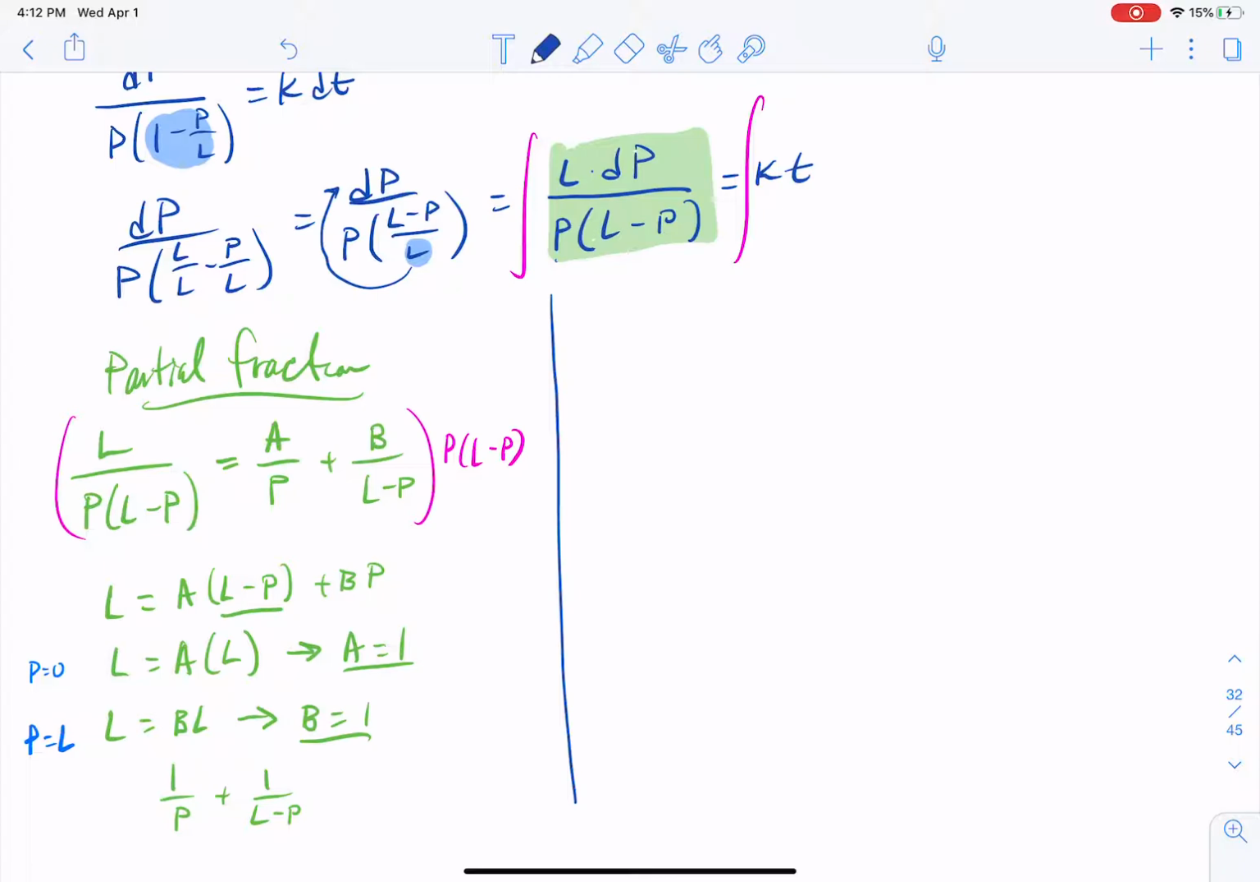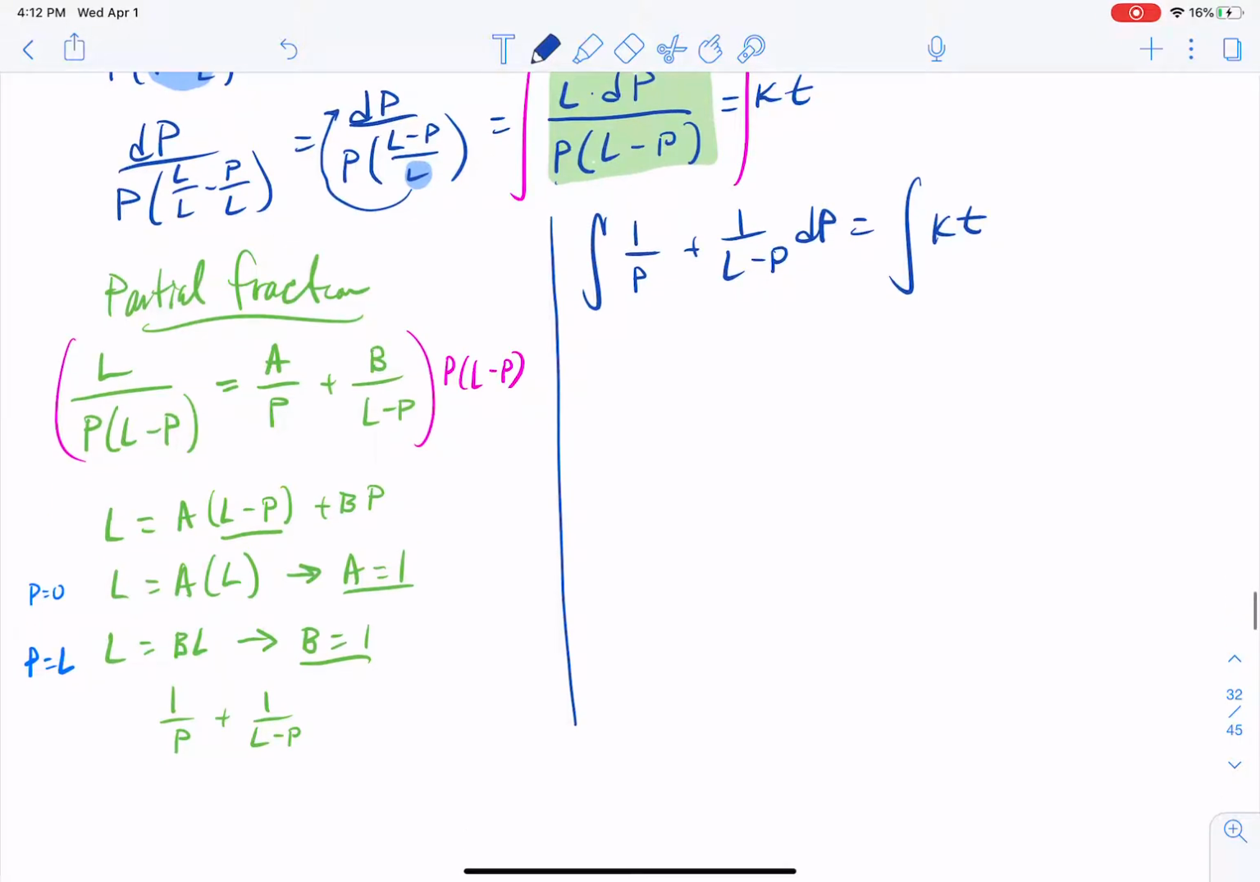So we've got the antiderivative of 1 over P plus 1 over L minus P dP is equal to the antiderivative of k dt. The first part, there's not going to be much issue. The antiderivative of 1 over P is just the natural log of the absolute value of P. The next one, though, there is going to be a slight issue here.